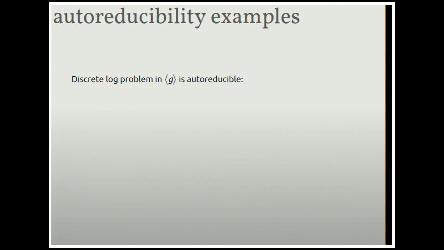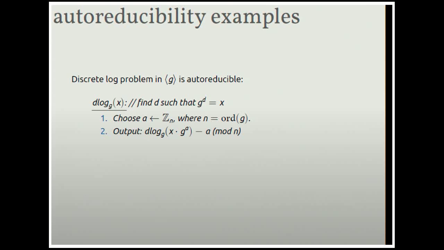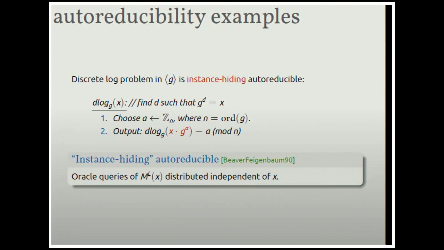Just as an example, the discrete logarithm problem is auto-reducible. So here's an Oracle machine, and this recursive call is kind of a call to its Oracle. If you want to know the discrete log of X, you ask for the discrete log of X times the generator to the A, and you subtract off A. In particular, this Oracle machine asks a query that's distributed independently of its input. That's a special kind of auto-reducibility. It's called instance hiding auto-reducibility. This is kind of the flavor of things that we'll need in this talk.